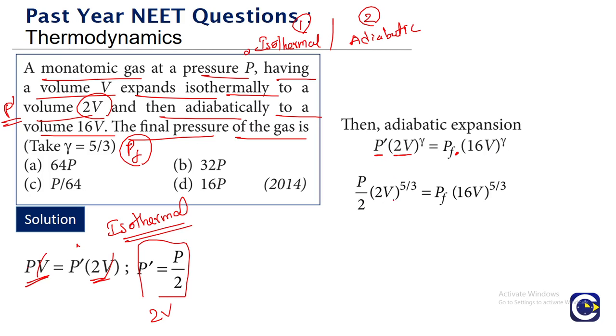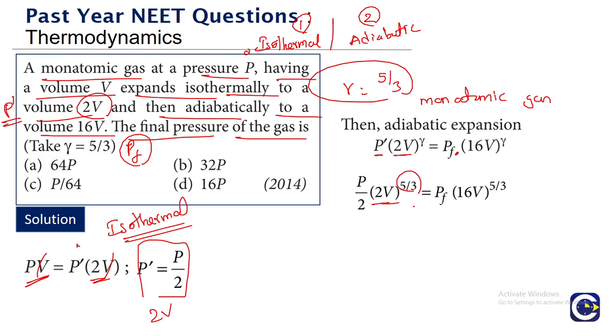P dash is P by 2. Gamma is what? It is a monoatomic gas, and monoatomic gas means gamma will be 5 by 3. We have seen in a few other problems also, monoatomic and diatomic particularly, we have to be very clear in terms of the gamma, Cp and Cv values. So here, 2V whole power 5 by 3 is equal to P final into 16V whole power 5 by 3.